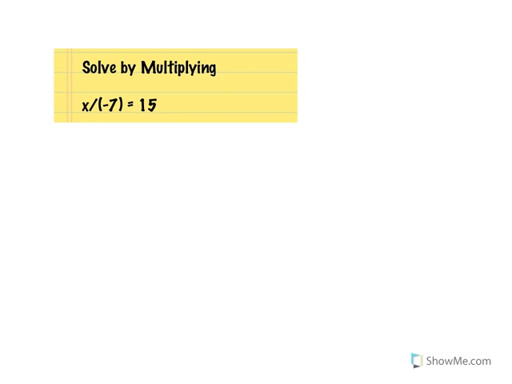Okay, our first example says solve by multiplying. Our problem is x divided by -7 equals 15. So to isolate this variable x, we need to do the opposite of what's going on with that x. And we have x divided by -7. So we need to take that whole side and do the opposite of what's going on with x. We have x divided by -7, so we need to multiply by -7.